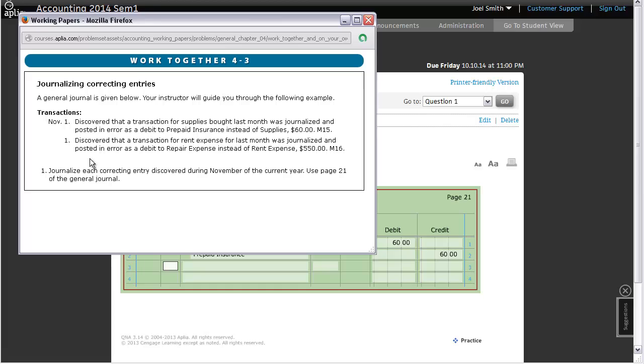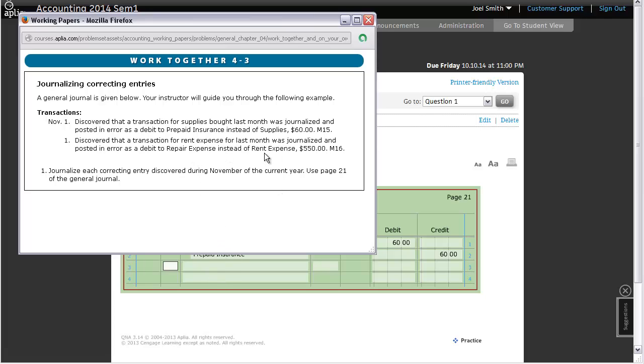Okay, next one is similar. Discovered that a transaction for rent expense last month was journalized and posted in error as a debit to repair expense. So we debited repair expense in an error, and we should have done it to rent expense. So if we debited repair expense, we need to credit it to back that out and undo our mistake. So credit repair expense would be second on the list over here on the journal.